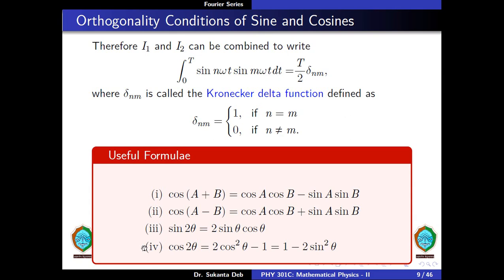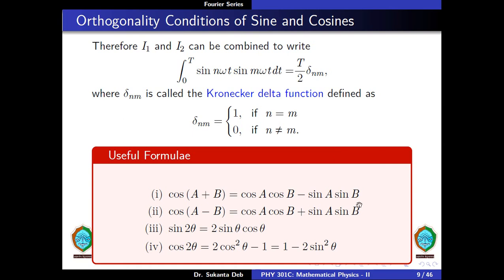Therefore I1 and I2 can be combined to write the integral from 0 to capital T of sin of n omega t sin of m omega t dt is equal to T by 2 delta nm, where delta nm is called the Kronecker delta function, defined as delta nm is equal to 1 if n is equal to m, and it is equal to 0 if n is not equal to m.